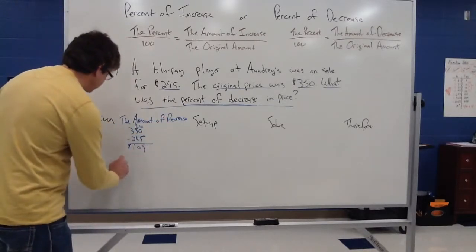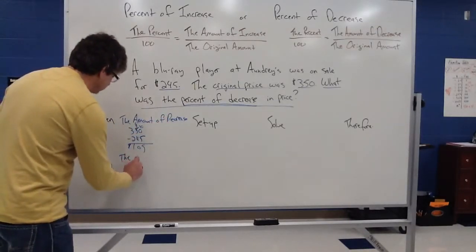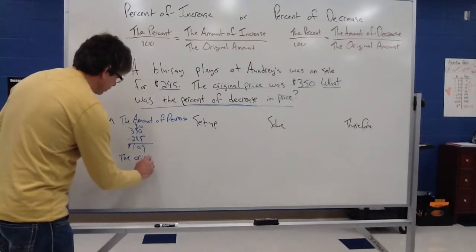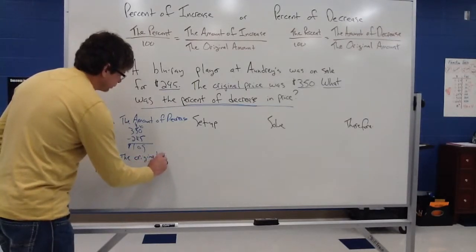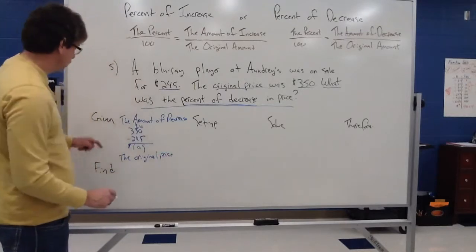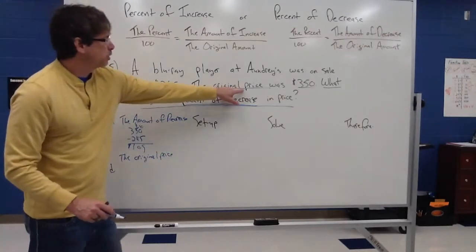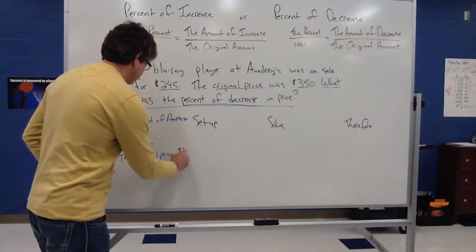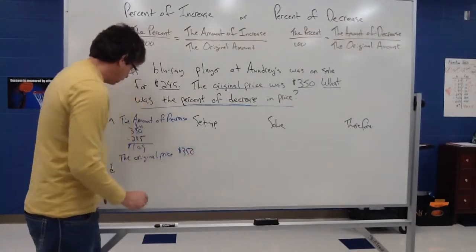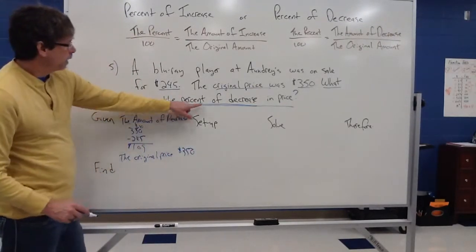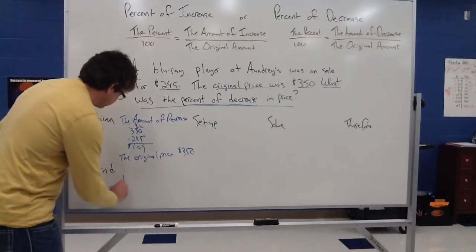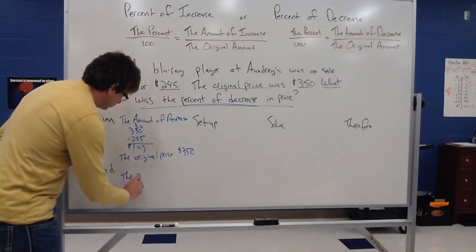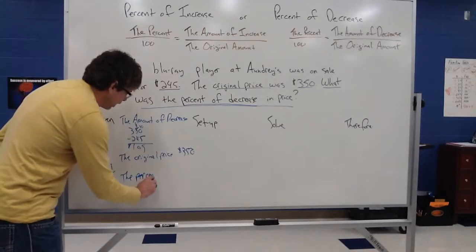The other thing we have to pick up on is the original price. That was also given to us. So again, what was given, the original price was $350. Again, back to what we're trying to find. We're trying to find the percent of decrease. So we're looking for that percent.